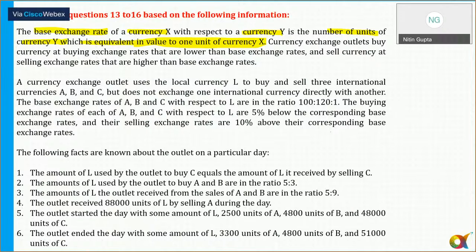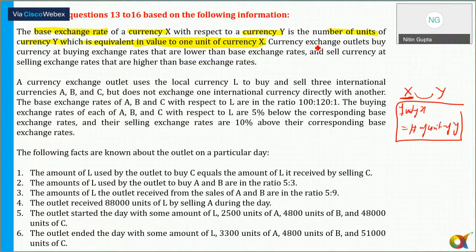So if I say there is a currency X and then there is Y. So it says the base rate of a currency X with respect to Y is the number of units of currency Y which is equivalent to 1 unit of currency X. So 1 is equal to the base exchange rate of X with respect to Y. So if I say the base exchange rate of X with respect to Y, it means that 1 unit of X is equivalent to how many units of Y. That is something which I need to hear.